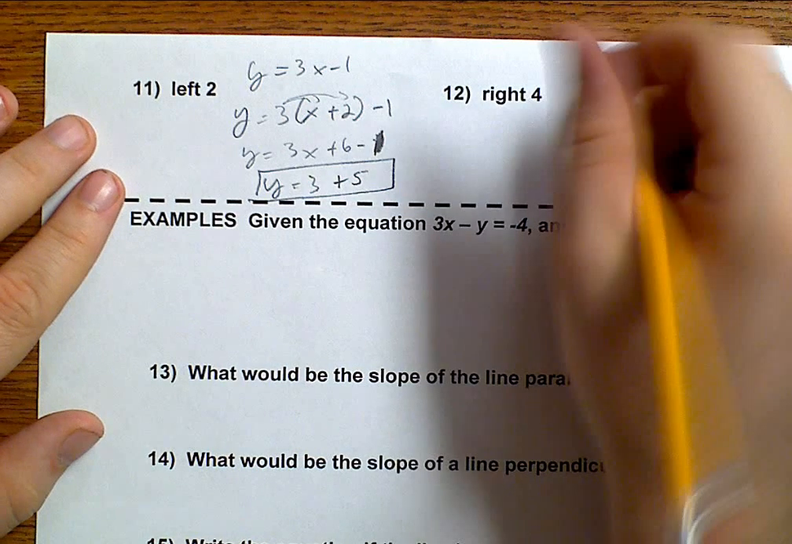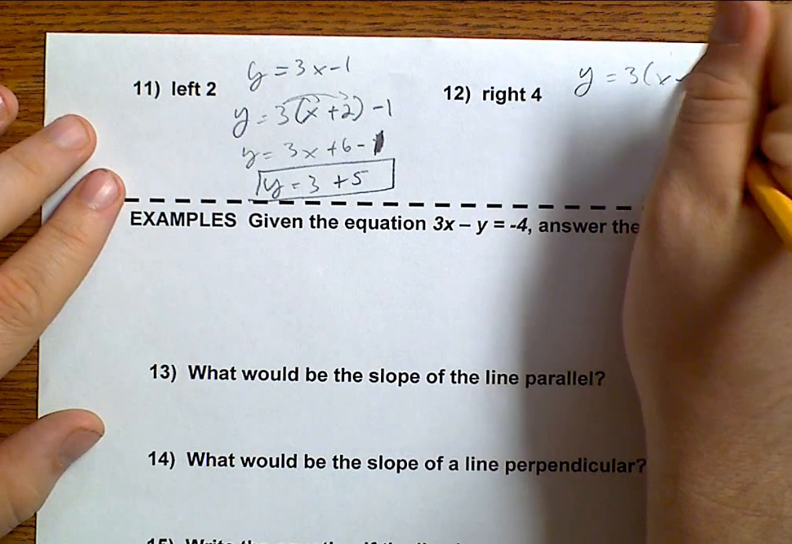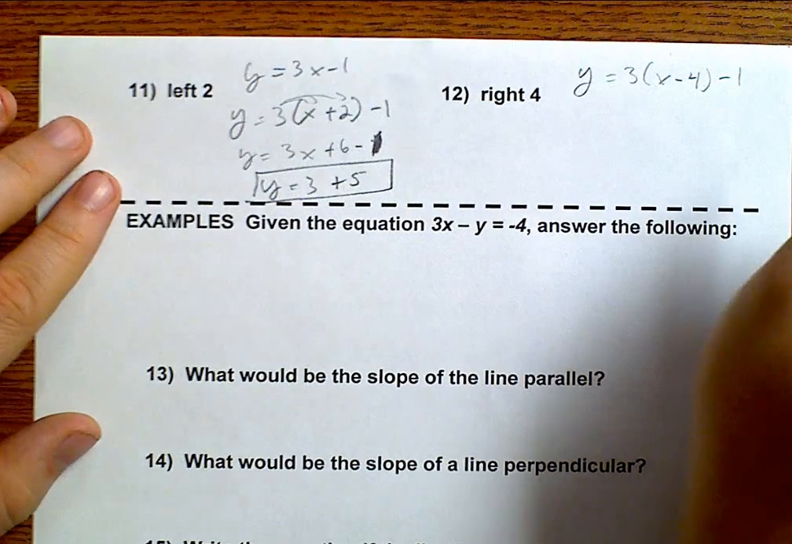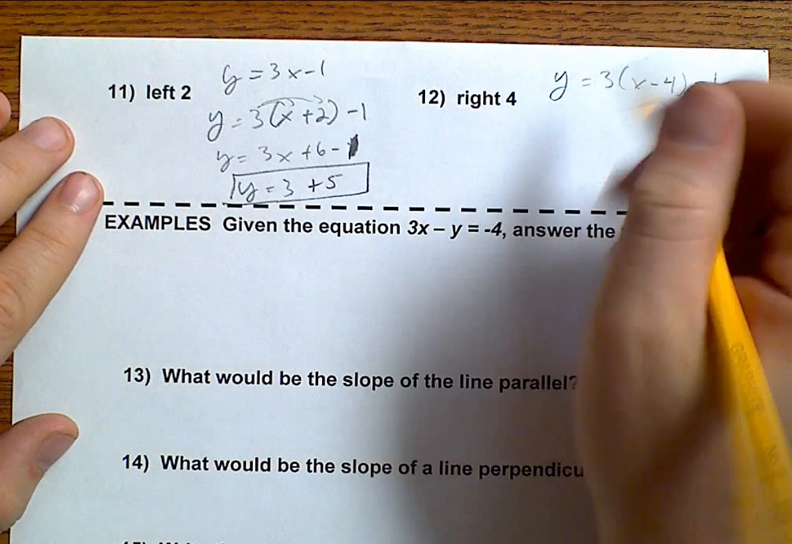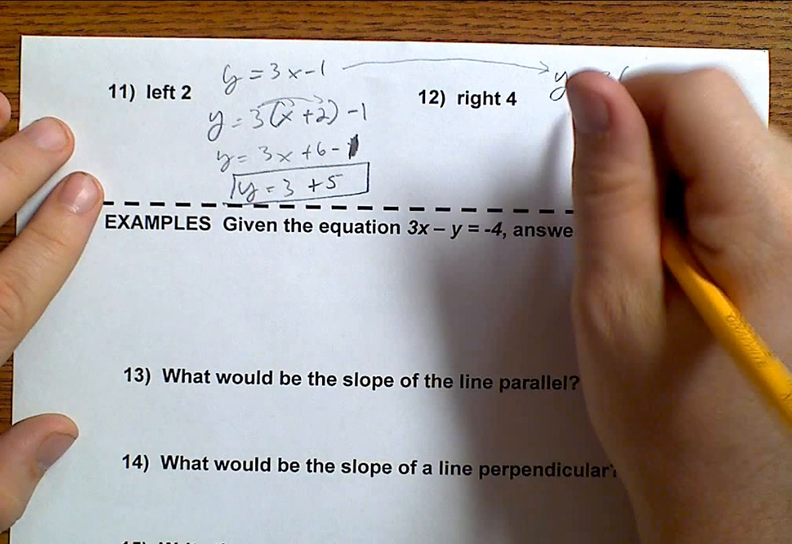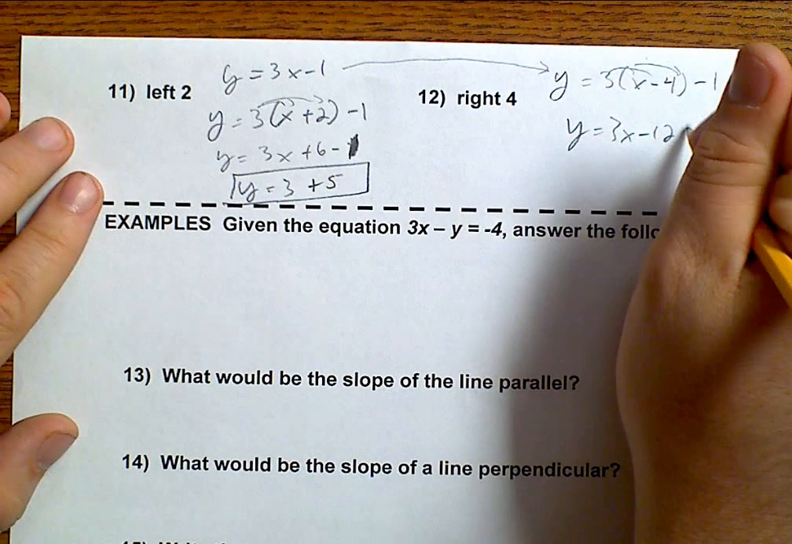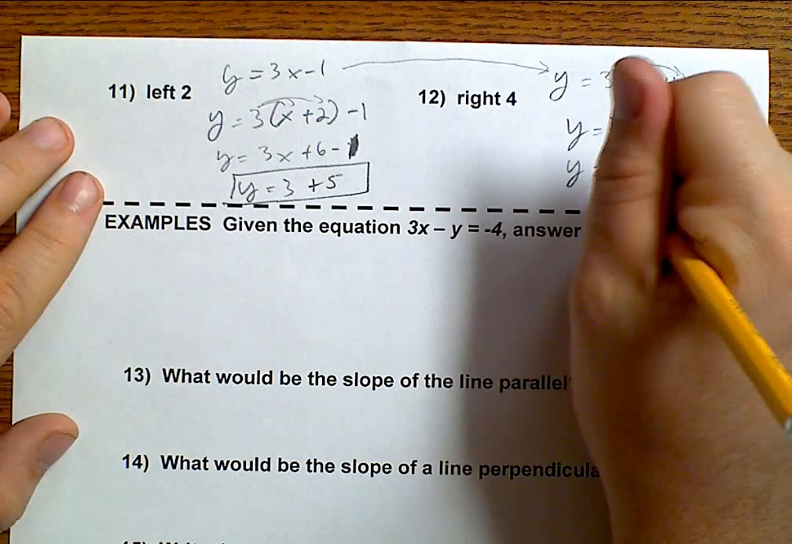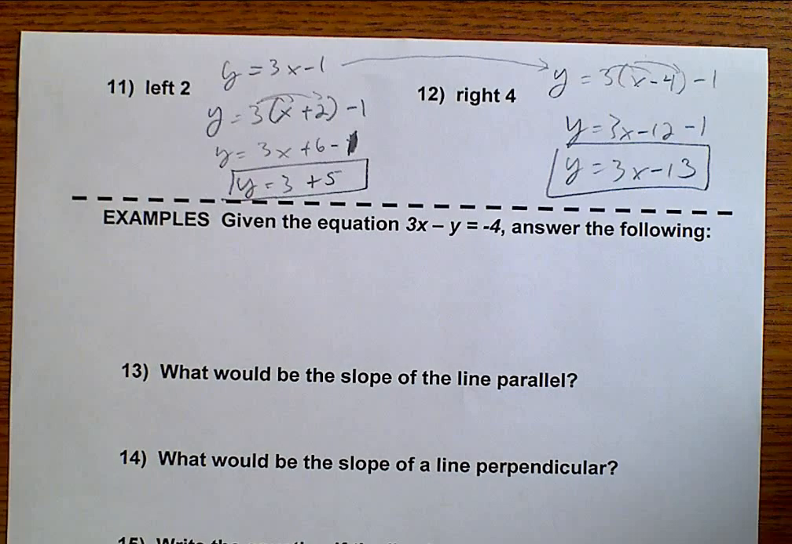We're moving right 4. We start with y equals 3 times x minus 4, minus 1. Because it was 3x minus 1. So we distribute. Y equals 3x minus 12 minus 1. So y equals 3x minus 13. Quite simple. Well, let's go ahead and look at these other examples.